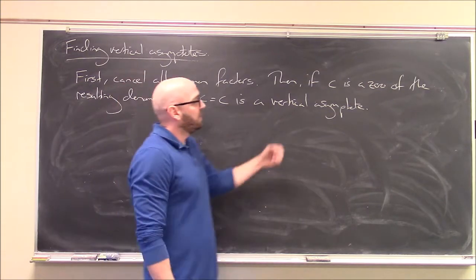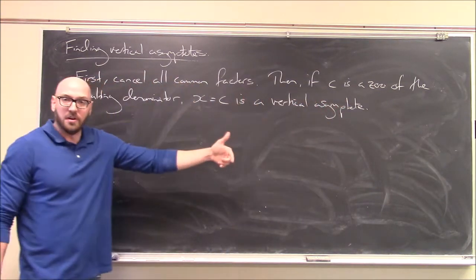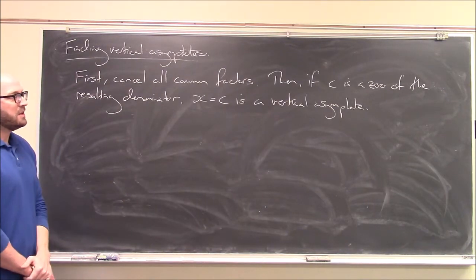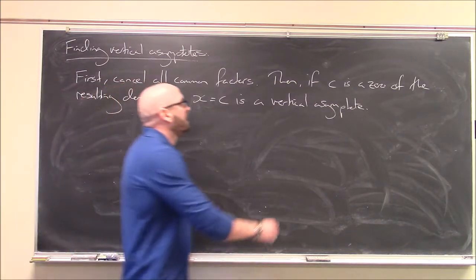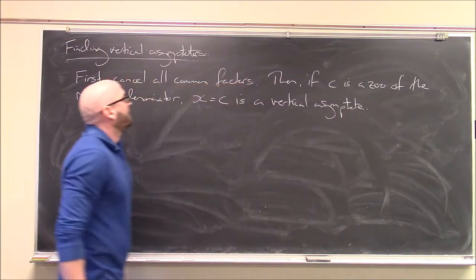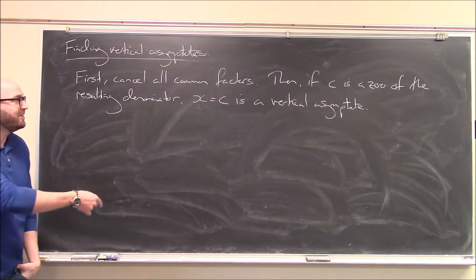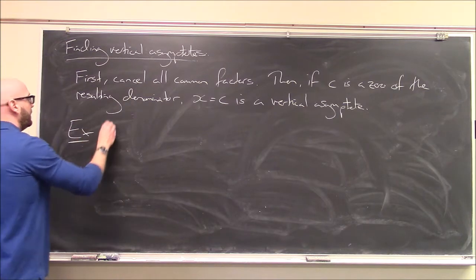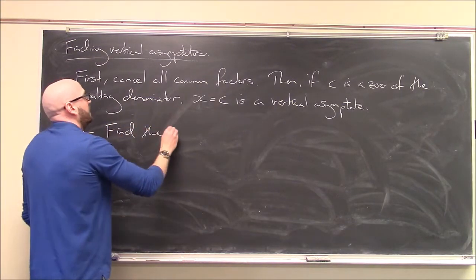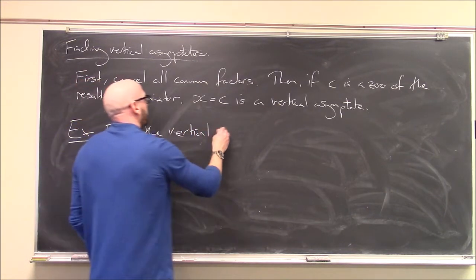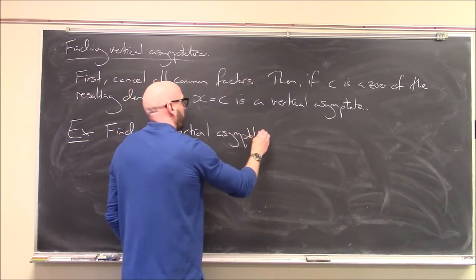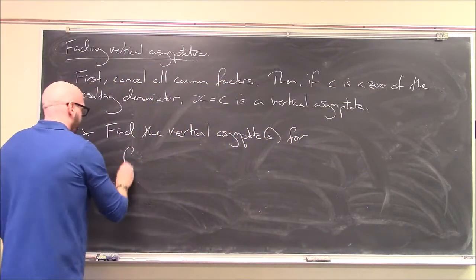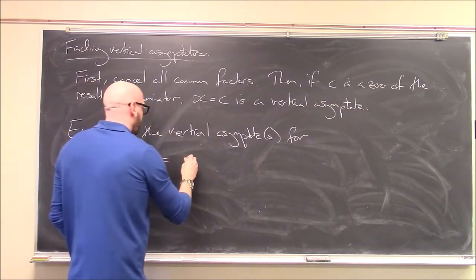If c is a zero of the denominator, then x equals c is a vertical asymptote. Which should make sense, right? These vertical asymptotes correspond to when we're dividing by 0. The vertical asymptotes happen when we divide by 0, and we don't have a 0 up top to balance it out. So for example, find the vertical asymptotes for, let's say, f of x, and we'll go with something simple here.